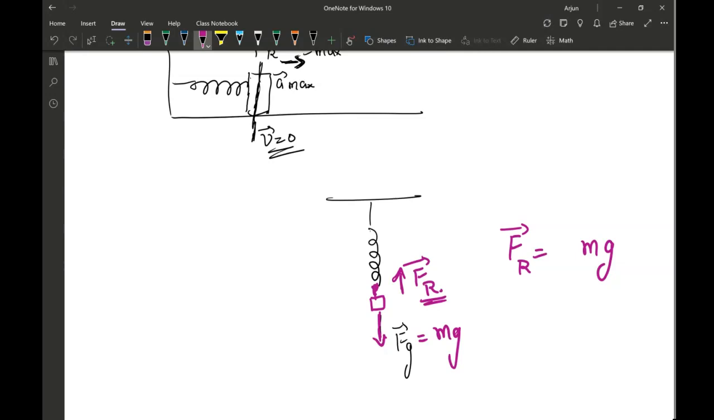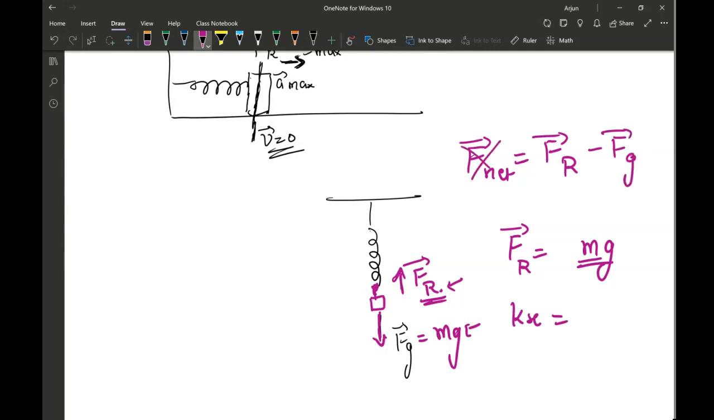So I can write it as kx positive, and mg is acting in the downward direction. So you can argue, why haven't I taken it in the negative direction? I'll show you why I haven't. So the real equation is: net force is equal to, what are the two forces, Fr and Fg. Fr is positive, acting upward, minus Fg. So net force is zero because it's balanced.